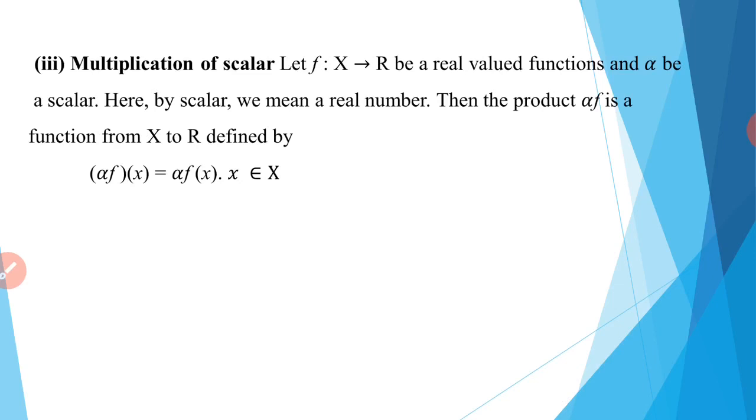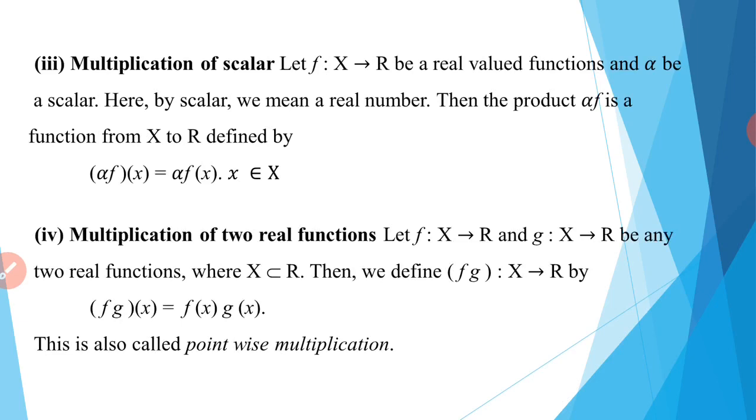3. Multiplication by a scalar. Let f: X → R be a real valued function and α be a scalar. Here by scalar we mean a real number. Then the product αf is a function from X to R defined by (αf)(x) = α·f(x), where x belongs to X.